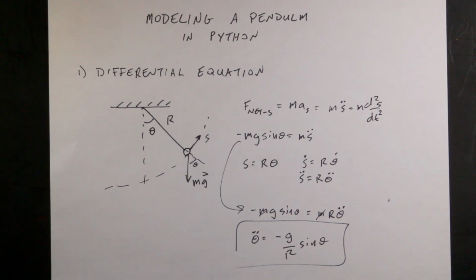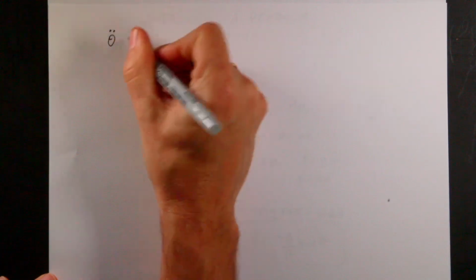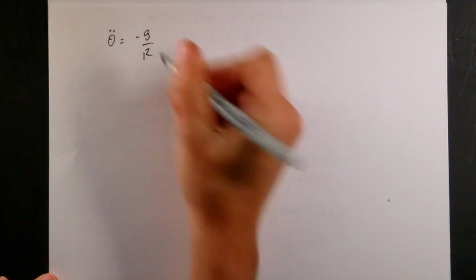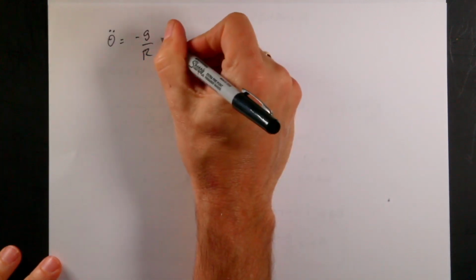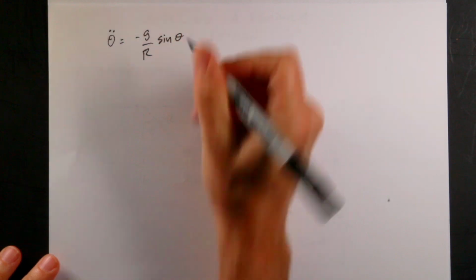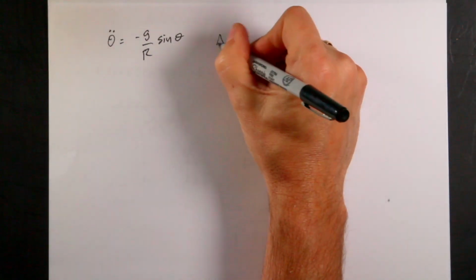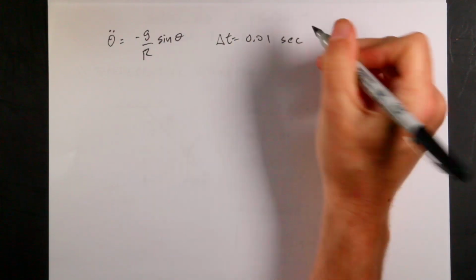One way is with a numerical calculation. Okay, so here's my equation: theta double dot equals negative g over r sine theta. I'm calling it r because I was going to use angular momentum. You could call it L, or whatever you want. Now imagine that I break this into small time intervals of delta t equal to 0.01 seconds. I just picked that value.